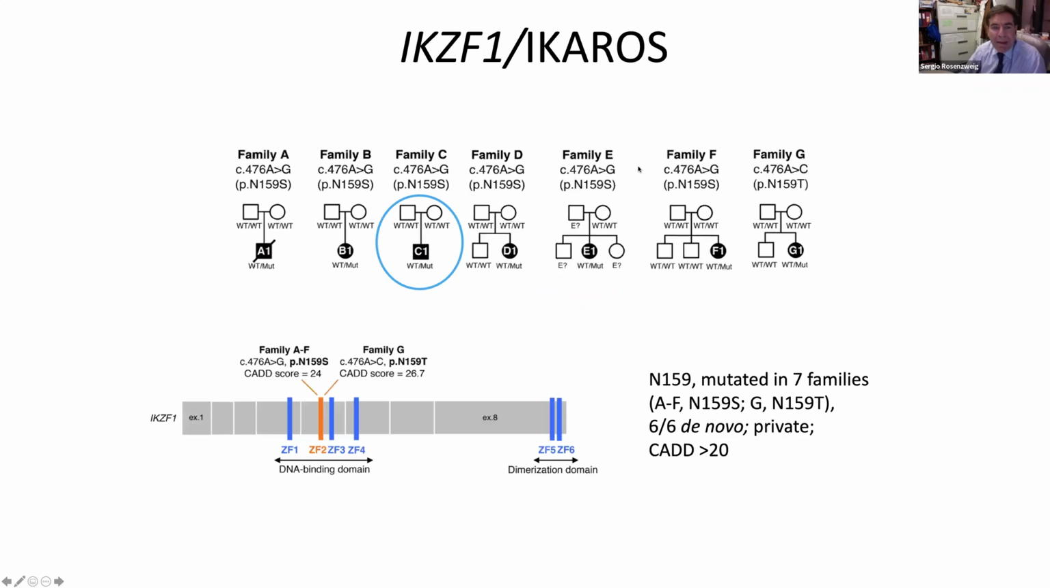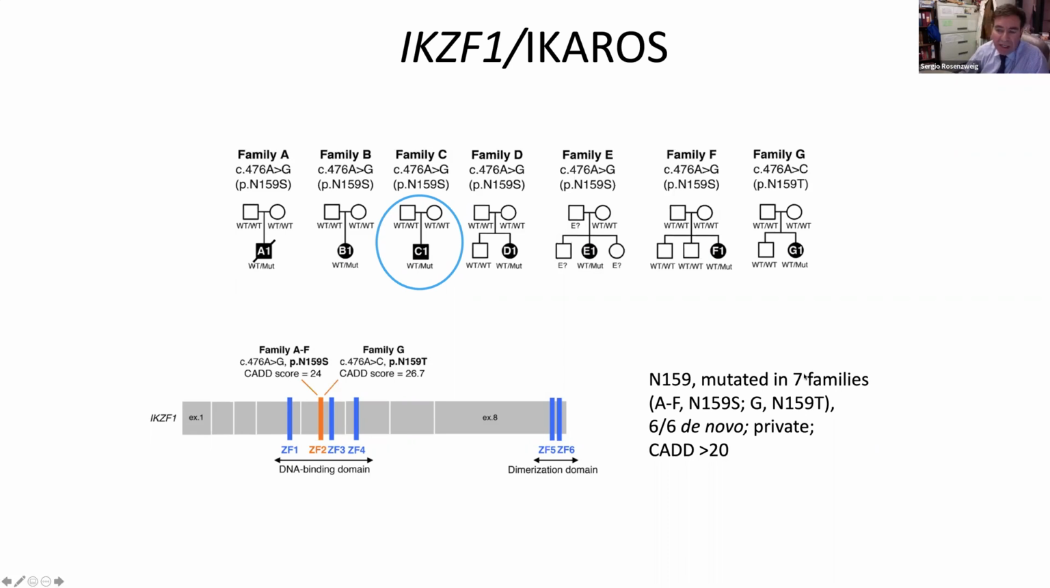So actually, this same amino acid, the asparagine 159, was mutated de novo in 7 individuals in 7 families from multiple continents. So this is a hotspot. This particular site in IKAROS could be mutated, and these individuals are not related to each other. So it's always the same amino acid, N159, that can be mutated to a serine or to a threonine. But clearly the N is very sensitive to changes.